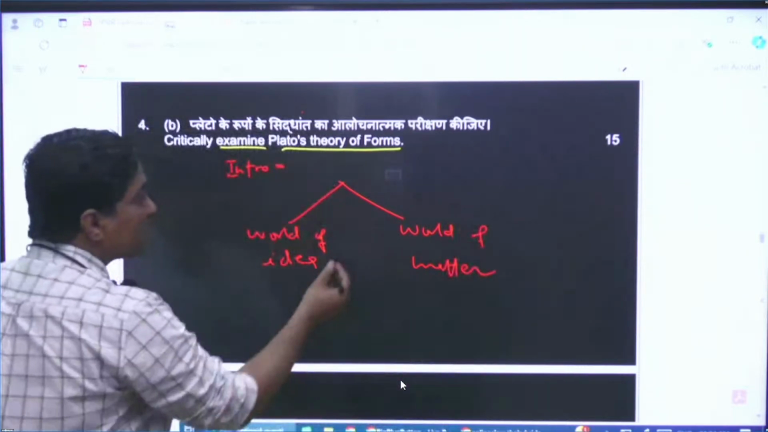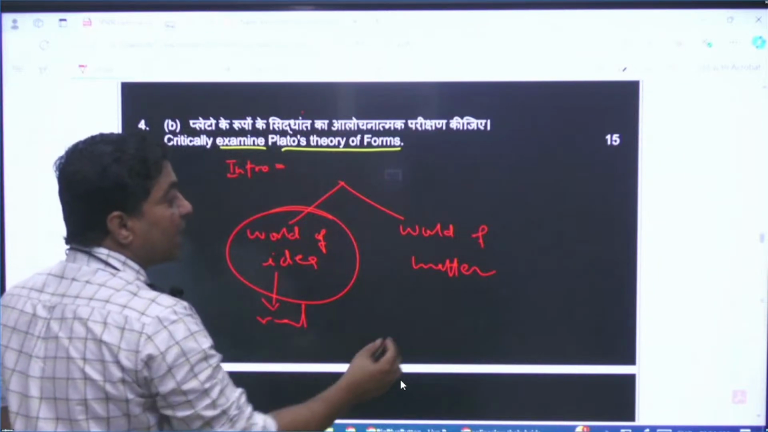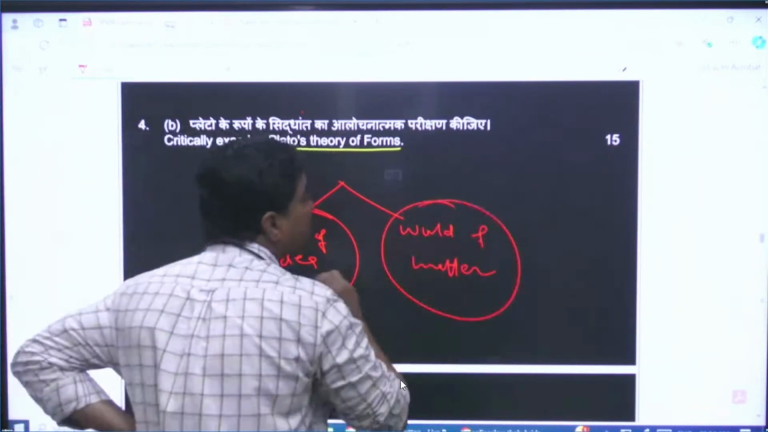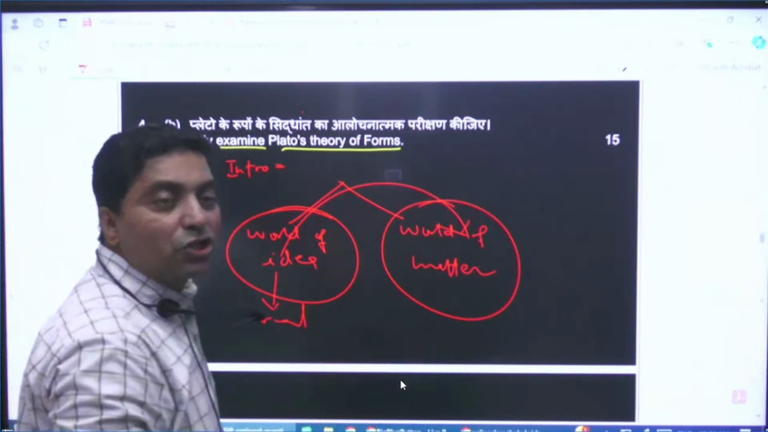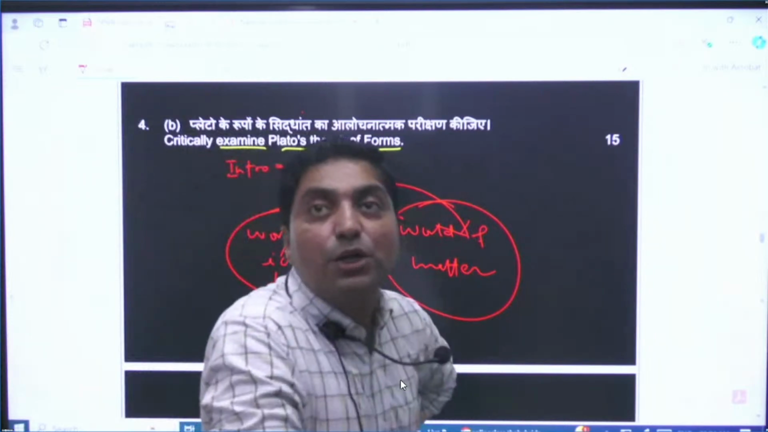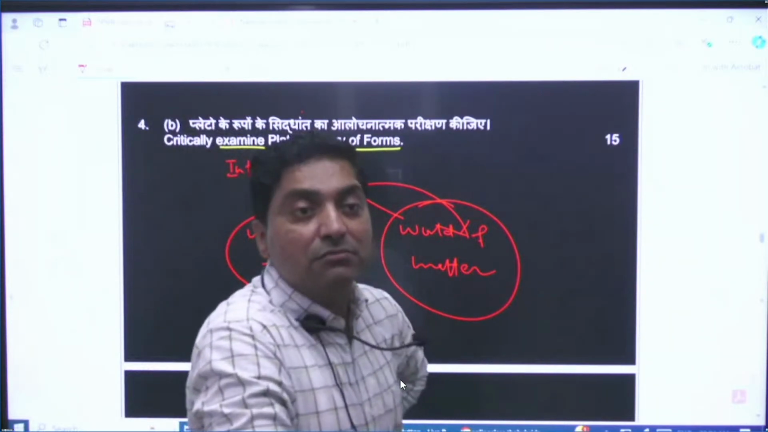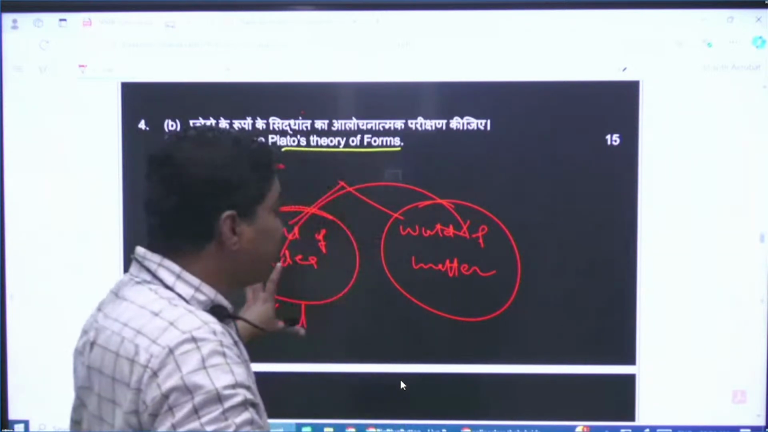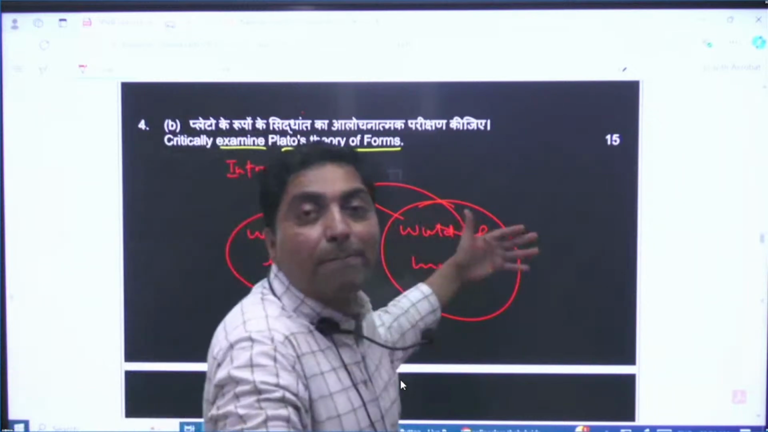The world of idea is a real world, right? And the world of matter is a reflection of idea. It is an image copy of idea. So idea is real. Idea never changes. It remains intact. It does not change. What changes? The world of matter.